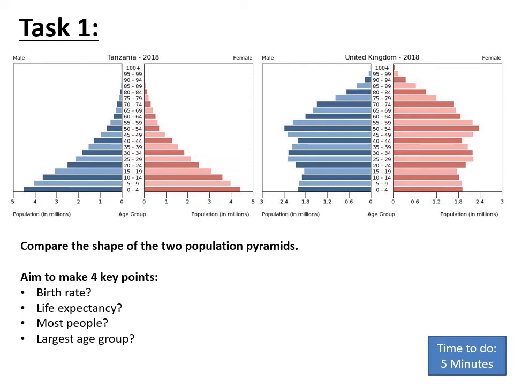Life expectancy, again, how are they different? Where are the most people? How old are they? What's different about that? And what's the largest age group? The most people, I'm looking at those bigger categories. Is it the young dependents? Is it the working people? Is it the old or the elderly or the retired? And the largest age group, I'm after a specific number there. Is it 5 to 9? Is it 50 to 54? Is it 85 to 89?